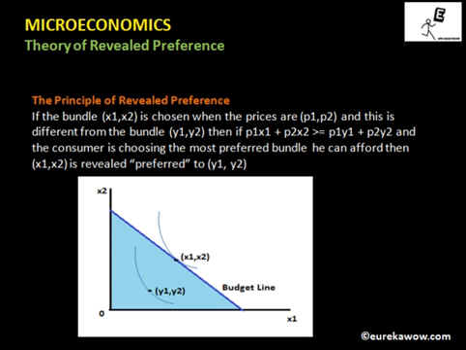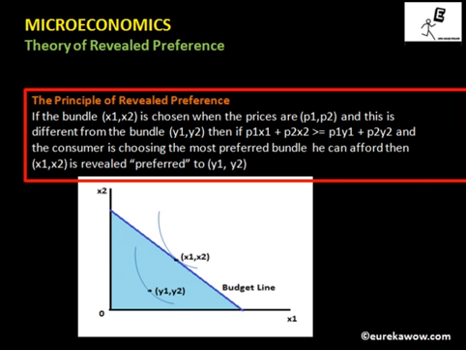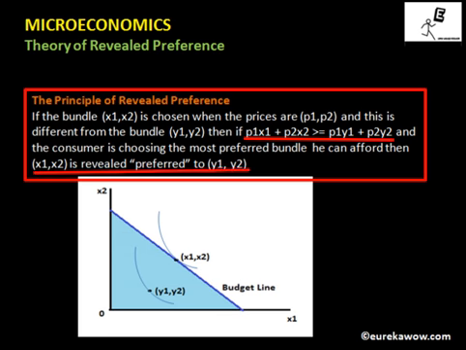Now let's look into the principle of revealed preference. What does it say? The principle of revealed preference says that if the bundle x1, x2 is chosen when the prices are p1, p2 and this is different from the bundle y1, y2, then if p1x1 plus p2x2 is greater than or equal to p1y1 plus p2y2 and the consumer is choosing the most preferred bundle he can afford, then x1, x2 is revealed preferred to y1, y2.